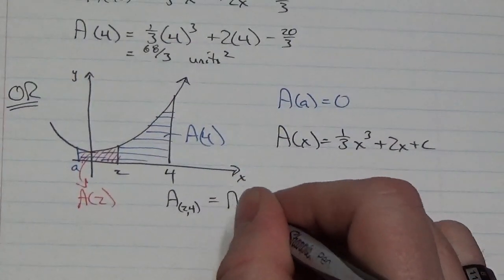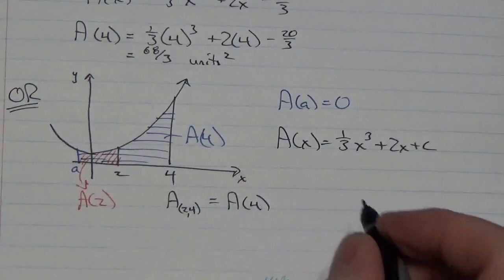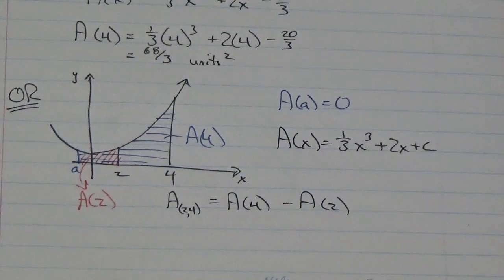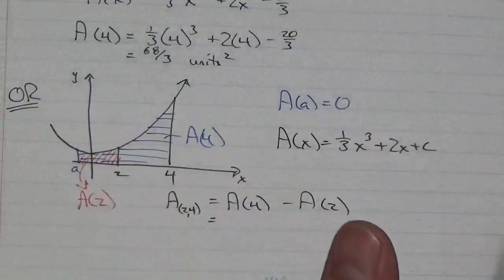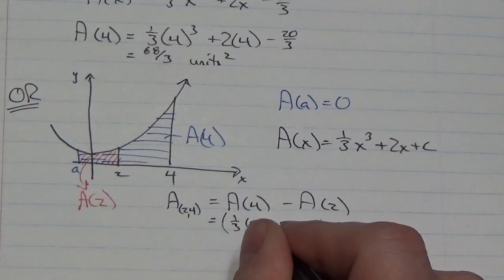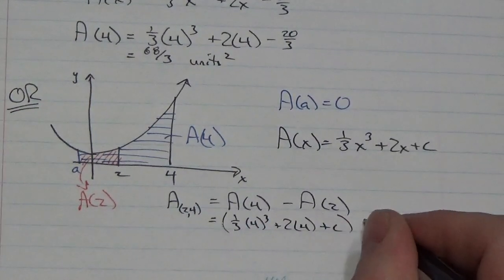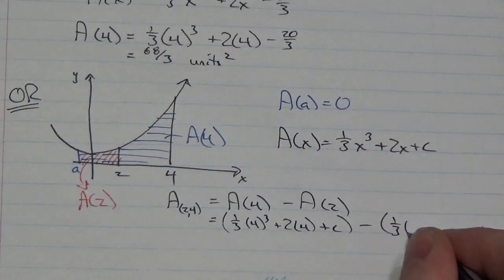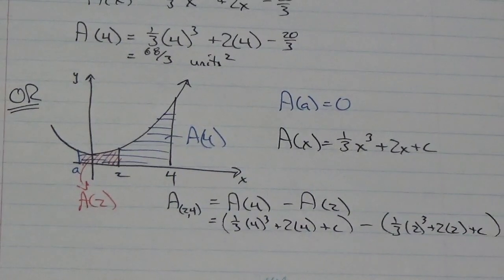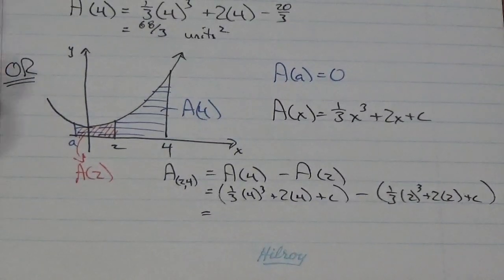I suppose I could have made that a closed interval, but either way. All I'm going to do here is evaluate the area under my function out to 4, and I'm going to subtract that same function evaluated at 2. Now, when I plug this in, this is going to be 1/3 4 cubed plus 2 times 4 plus c minus 1/3 2 cubed plus 2 times 2 plus c. Turns out the c's cancel.